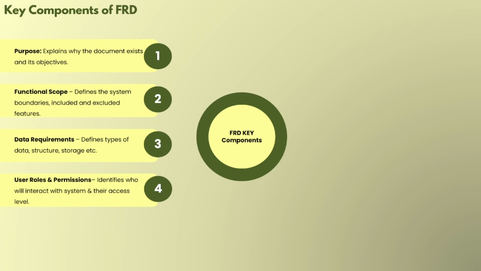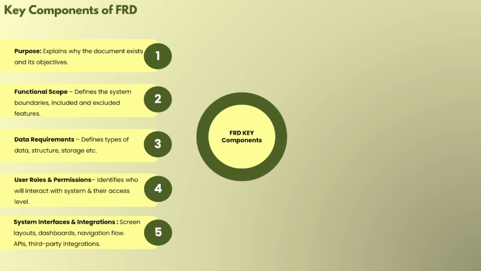Then user roles and permissions: it identifies who will interact with the system and their access level. This section talks about different users like admin, customers, staff, and what each one can or can't do in the system. Then system interface and integration: screen layout, dashboard, navigation flow, APIs, third-party integrations. All these things are mentioned in this particular section of the FRD.